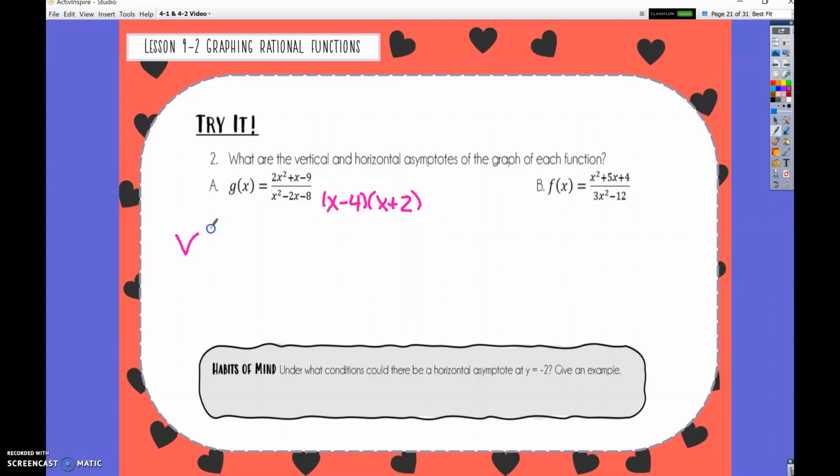That means if I would put a 4 in here, that'd be a bad thing, or a -2. So my vertical asymptotes are at x equals 4 and x equals -2.